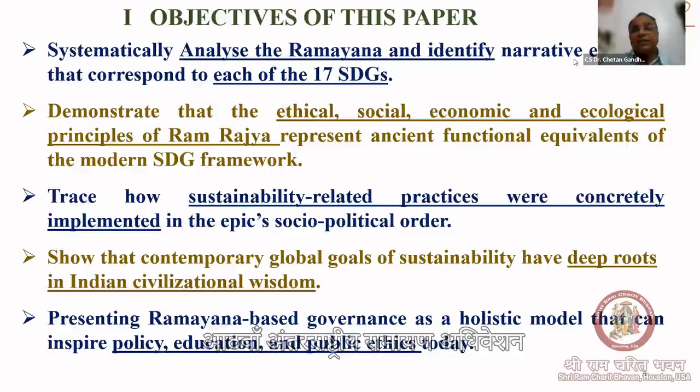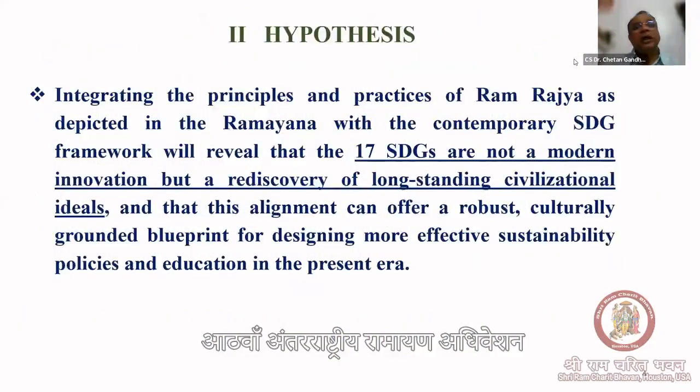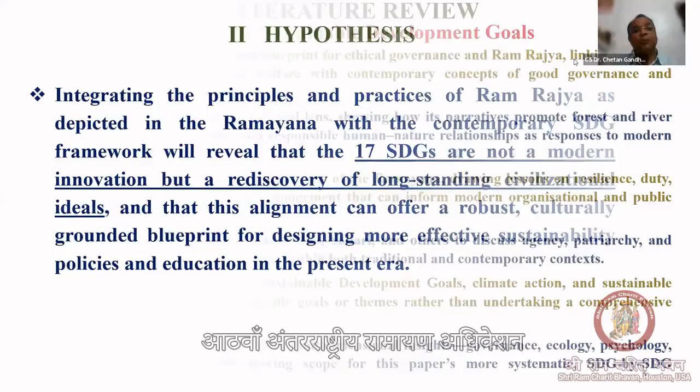Plus, we find that sustainability has deep roots in our Indian civilizational goals and wisdom. And accordingly, presenting Ramayana, which is based on governance, as a holistic model can inspire policy, education, and public ethics even today. The paper is based on the hypothesis that these 17 Sustainable Development Goals are not a modern innovation, but a rediscovery of long-standing civilizational ideals which were there in the time of Ramayana also.